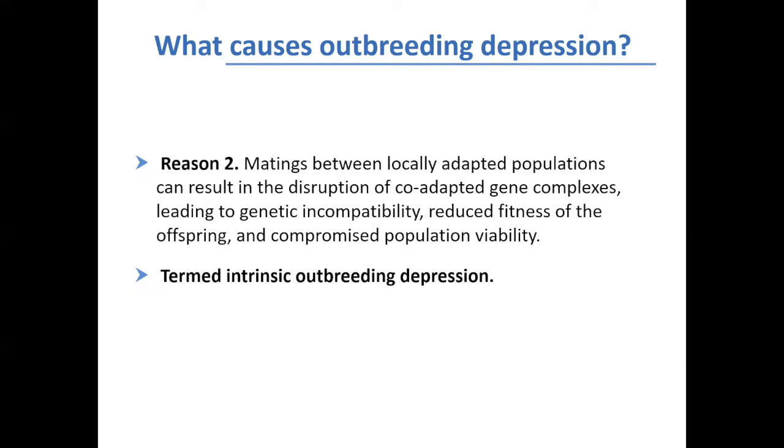The second reason is that matings between locally adapted populations can result in the disruption of co-adapted gene complexes, leading to genetic incompatibility, reduced fitness of the offspring, and a compromised population viability, a phenomenon that is termed intrinsic outbreeding depression.